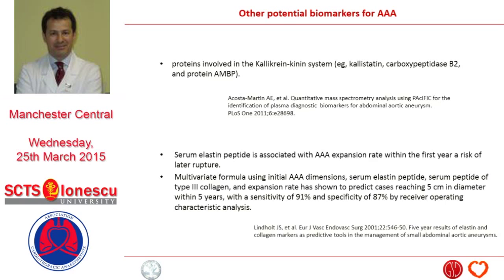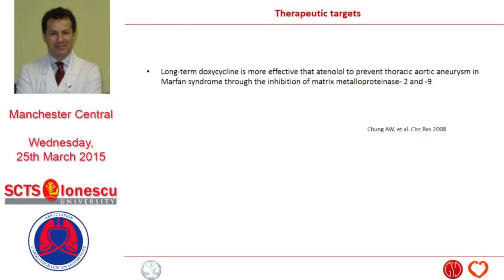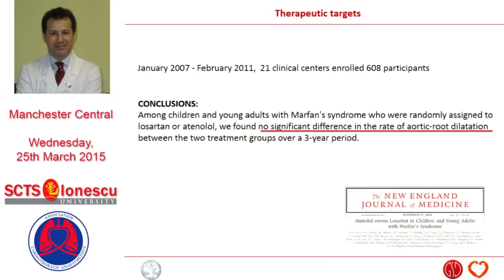Other potential biomarkers for abdominal aneurysm reported in the literature are some proteins involved in the kallikrein system. Serum elastin peptide is also associated with the AAA expansion rate, and these can also give us therapeutic targets for patients affected by aneurysm. It has been reported that long-term doxycycline is more effective than atenolol, for example, for preventing thoracic aneurysm in Marfan patients. Dr. Milewicz already reported this very important trial of losartan versus atenolol, where with losartan there is no significant difference in the rate of aortic root dilatation in young patients affected by Marfan syndrome.